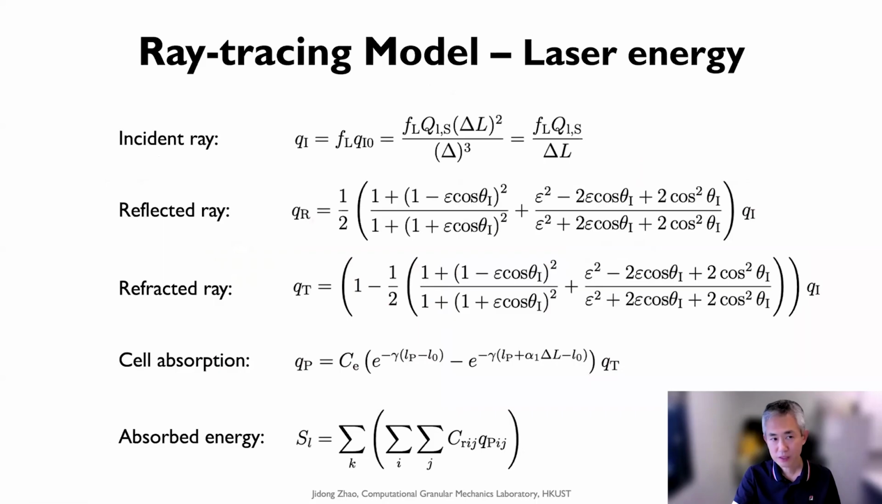These are the further equations, including the incident ray, or incoming ray. As I mentioned, the incoming illumination ray can be reflected, and the reflection of course reduces the strength and power, and there is also a refracted ray. Those can all be calculated according to theory, and for each cell you have a certain power absorption, and these absorbed energies are summed up and put into the CFD simulation.